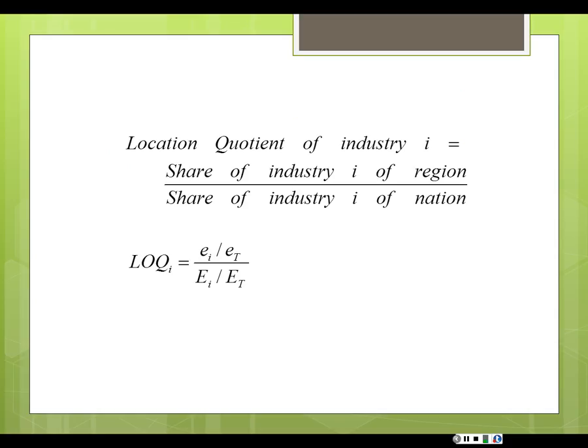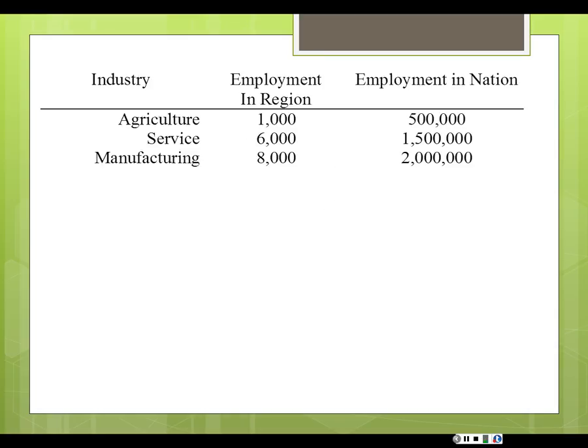For using this formula, you need to know the employment information for every industry, as well as the total employment for your region and for the nation. But unfortunately, you don't have the total employment, but you do know the employment for every industry. And therefore, if you add up those employments, it will be the total employment for your region and for your country. So add up those three industries' employment for a region, and you will have your total employment for a region. That's 15,000. And for the nation, the total employment is 4 million.